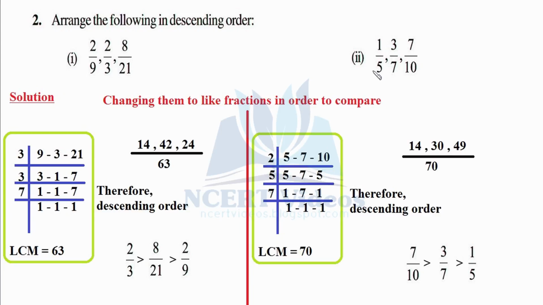Similarly we will do for the second part. Here the LCM is 70. You can calculate it. Now 5 14s are 70 and 14 1s are 14. 7 10s are 70, 10 3s are 30, then 7 10s are 70, 7 7s are 49. And again here this is greater, therefore written 7 by 10. Then we had 30 by 70, which has come from 3 by 7, and at last 1 by 5. So this is your question number second.